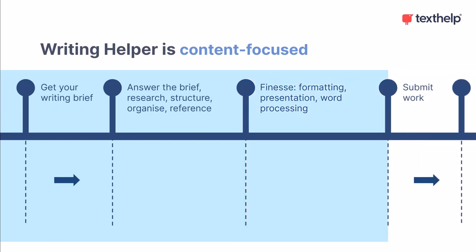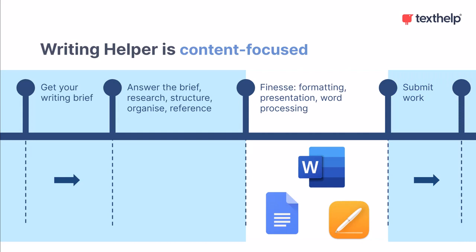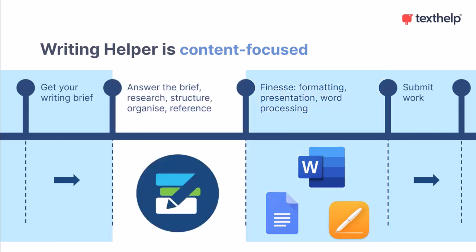So where does Writing Helper come into all of this? If the writing is broken down into two broad areas, which are answering the brief, research, structure, organising, referencing, and then finessing, tools like Word are designed and intended to be used for the latter, the finessing, the formatting and the presentation, the aesthetic things. Writing Helper sits around the first half of the writing process, related to answering the brief and putting your content together. This is the content generation part of the work.